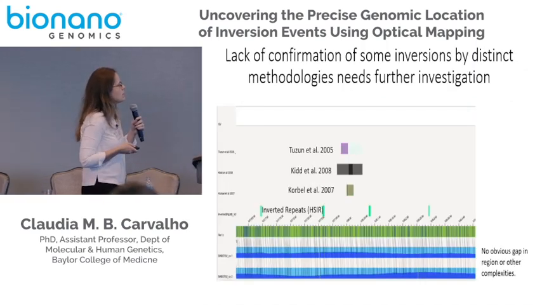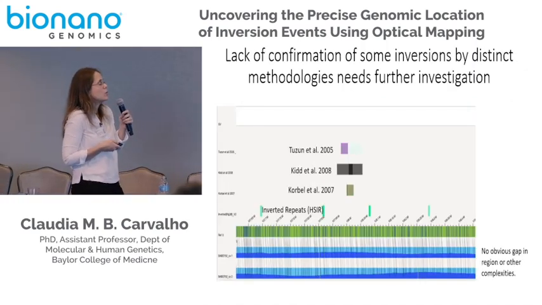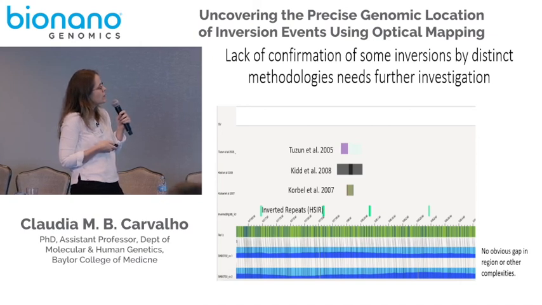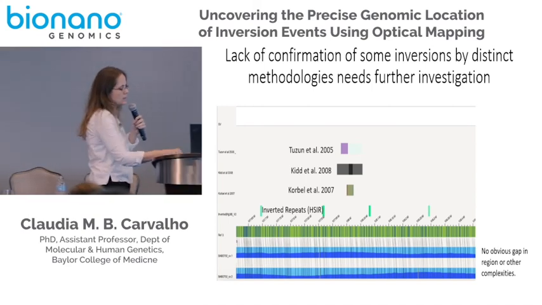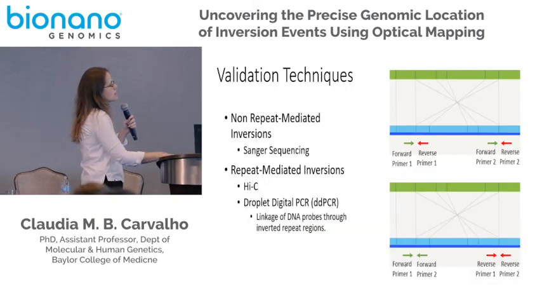We also got some results that we don't know are false positives or false negatives. In this case, all three groups detected an inversion here. Because they detect different sizes, we don't know exactly if they are forming one junction, one inversion. It all seems to say that there is just one inversion here, although Tuzun and Carvalho have different sizes, but we couldn't confirm with optical mapping. So we still have work to do to confirm and validate this inversion.